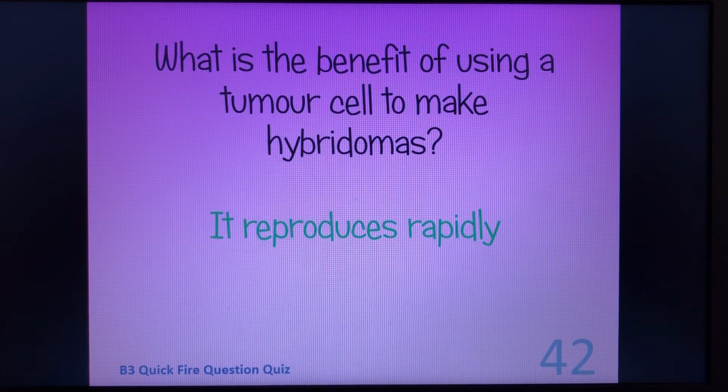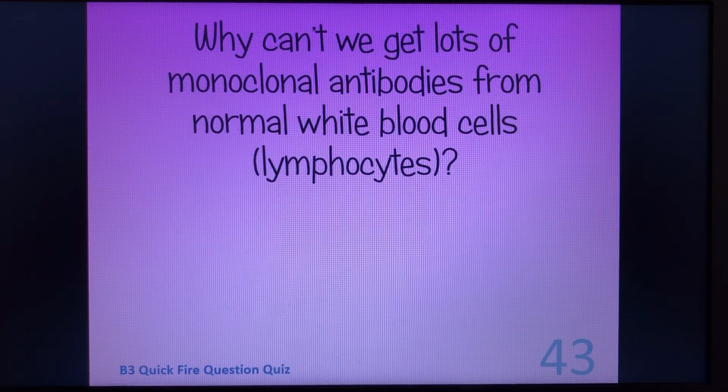Question 43. Why can't we get lots of monoclonal antibodies from normal white blood cells, those lymphocytes? What's wrong with those lymphocytes that we can't get lots of monoclonal antibodies from them?